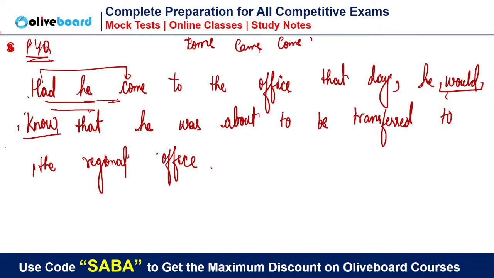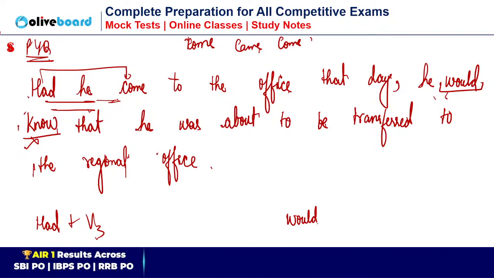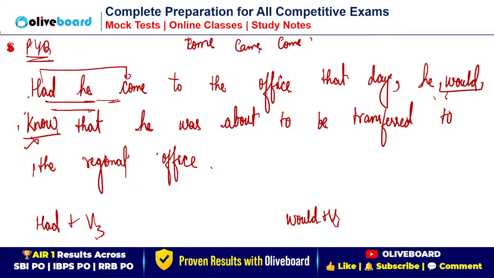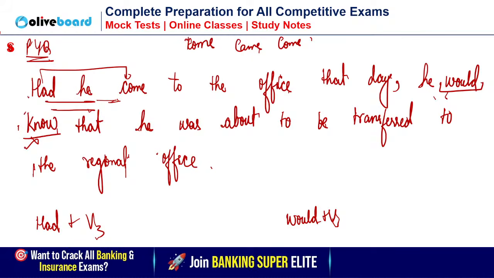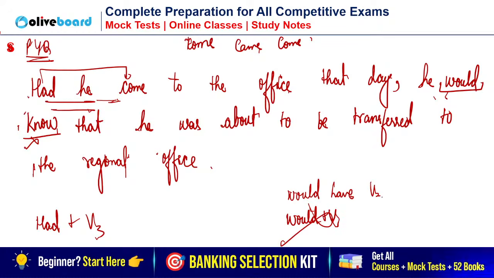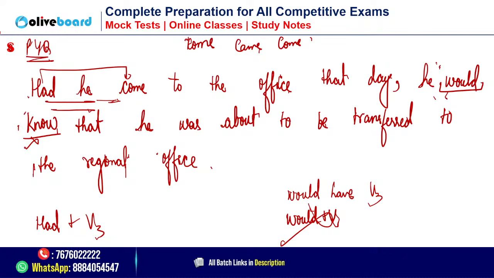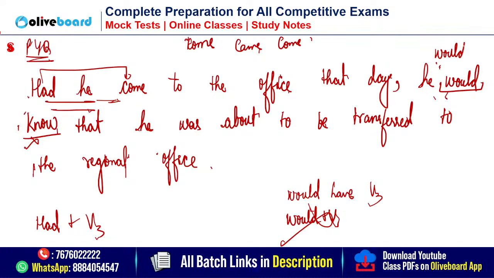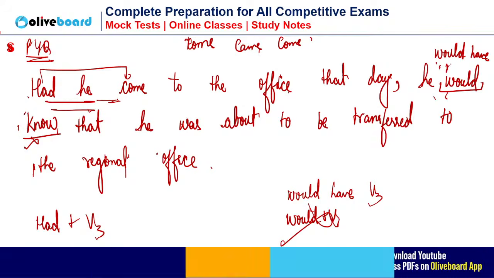Yes, had in place of if. Is it possible to have had plus V3 and would plus V1 in a conditional sentence? See, I told you that you have to be very careful about the second condition versus the third condition. You cannot use this combination. It will be would have plus V3. It is confusing, I told you initially only. So you need to be careful. You will say, had he come to the office that day, he would have known that, not he would know that.